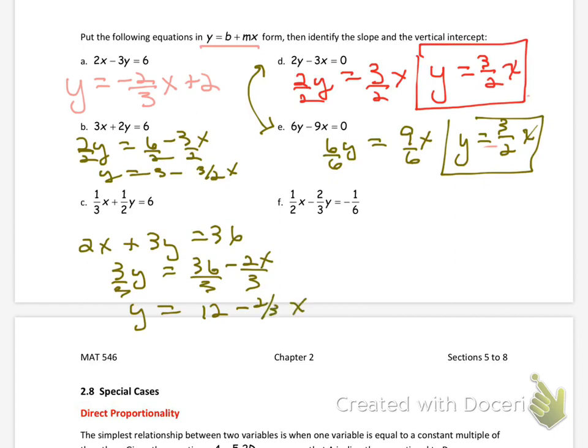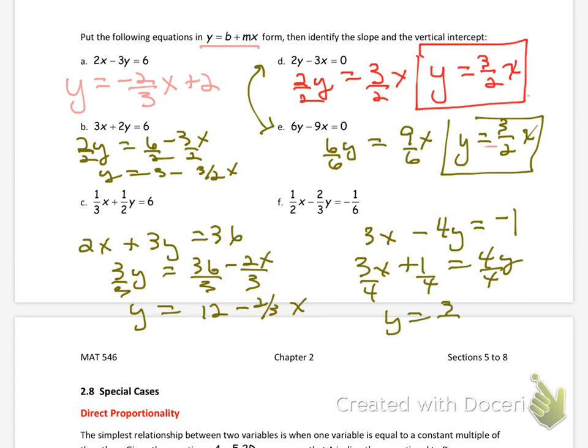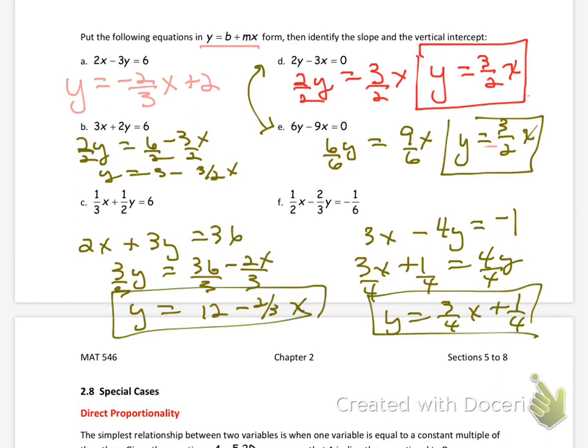Okay, let's do the same thing to the next one. I multiply everything by 6 first. That's going to give me 3x minus 4y equals -1. So 3x plus 1 equals 4y. Divide by 4, divide by 4. y equals 3/4 x plus 1/4 is my final answer there. Okay, so you should be comfortable going back and forth with these.